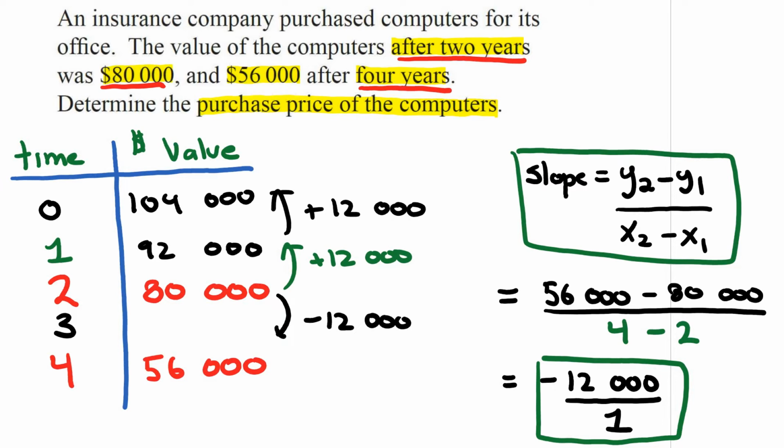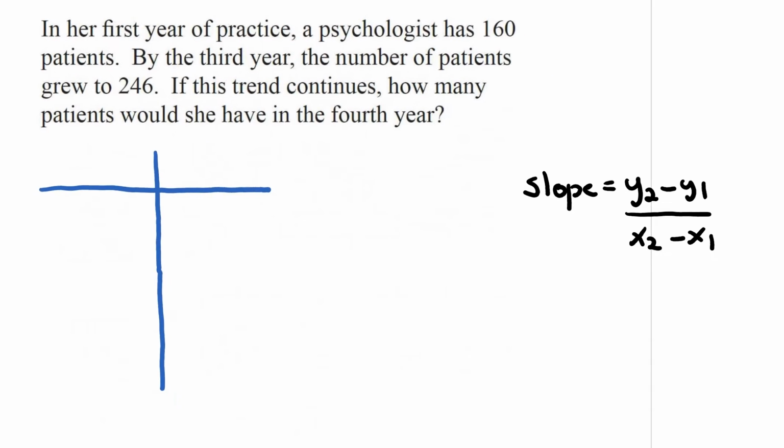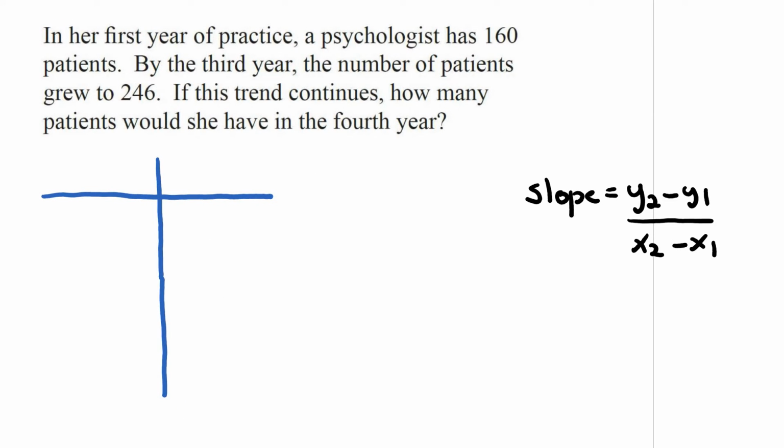Let's move on to question number 2 now. The storyline is, in her first year of practice, a psychologist has 160 patients, and by her third year, the number of patients has grown to 246. If this trend continues, how many patients would she have in her 4th year?